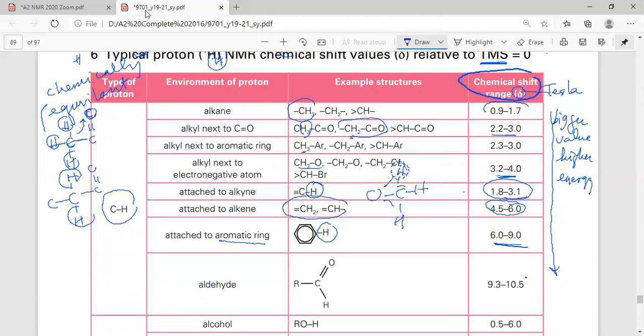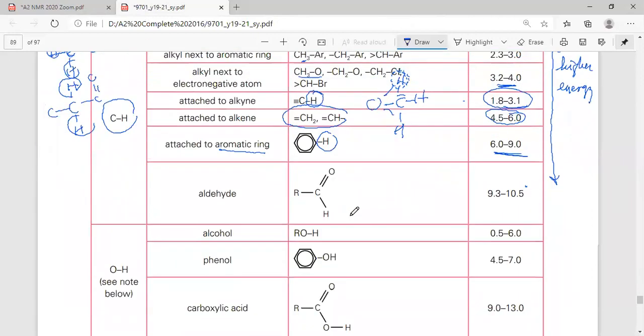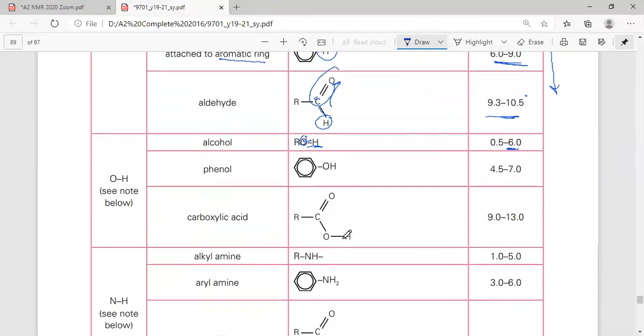Now you can see here, for hydrogen on carbon here, this is a very strong electronegative group. This is an aldehyde. Aldehyde hydrogen pulls here, it will cause it to be split high value. Now for alcohols also, because this is on oxygen, not on carbon. Oxygen has very high electronegativity, so it's 0.5 to 6. Also in this case, there's not only oxygen but also a carbonyl group here. So for carboxylic acid, very high, 9 to 13.